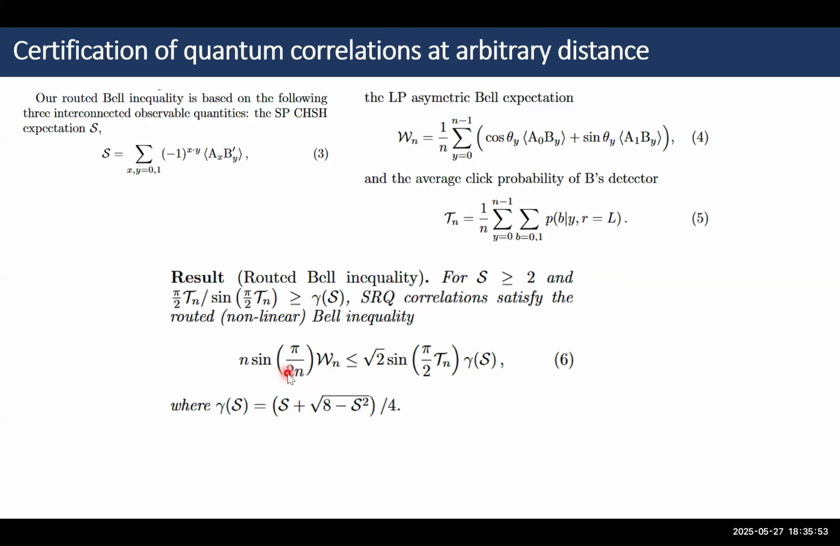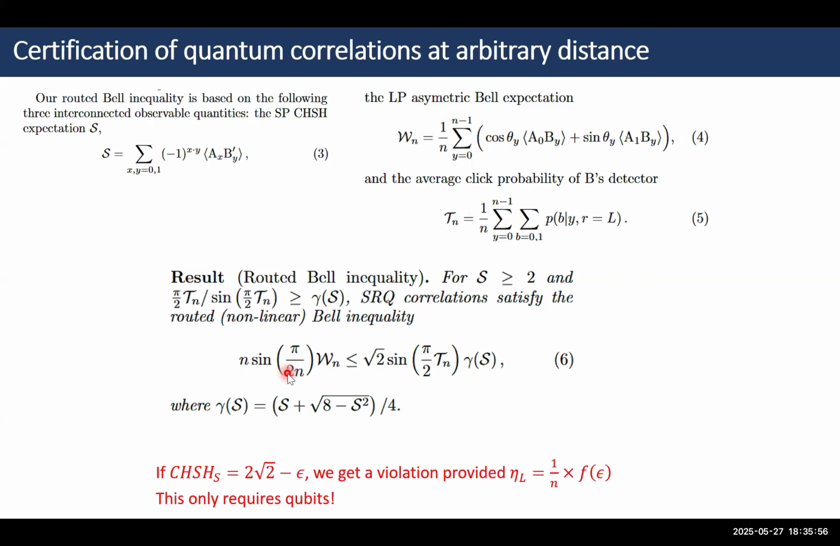I won't get into the detail, but if you apply this kind of analysis to an experiment where you have a violation in the short path of 2 square root of 2 minus epsilon for CHSH, you will find that in the long path you will get a proper Bell violation if the efficiency is 1/n times some factor that depends on epsilon. So it's a little bit higher than 1/n, but as epsilon goes to 0, this approaches 1/n, where n is the number of measurements. And so this saturates the bound I had shown before.